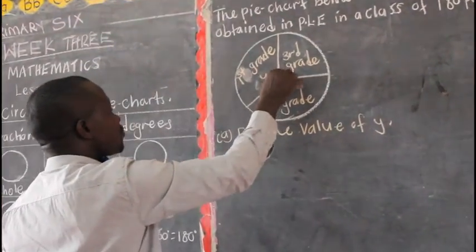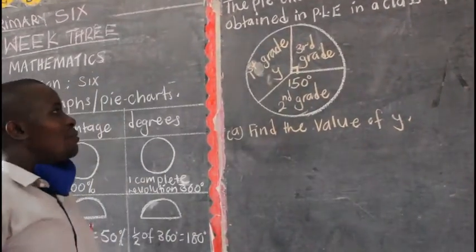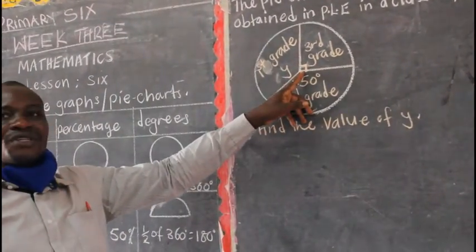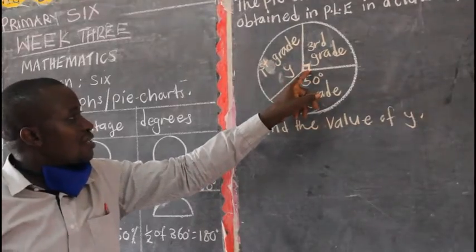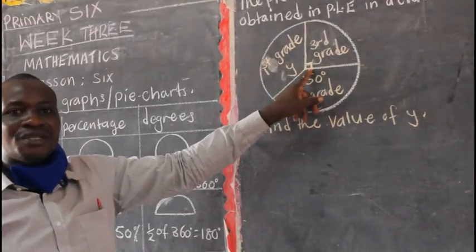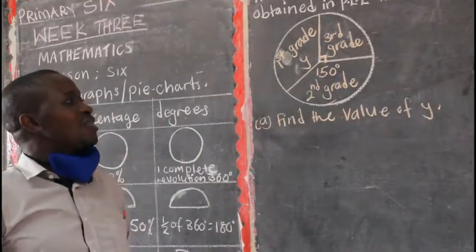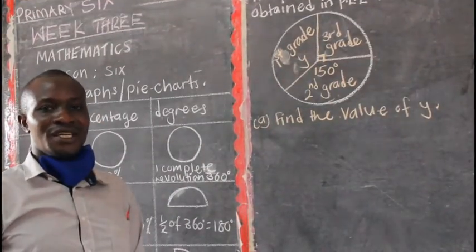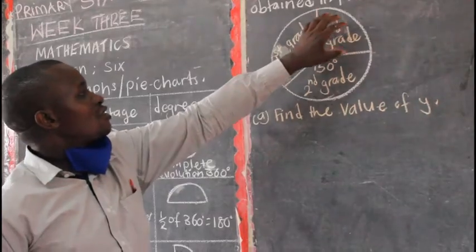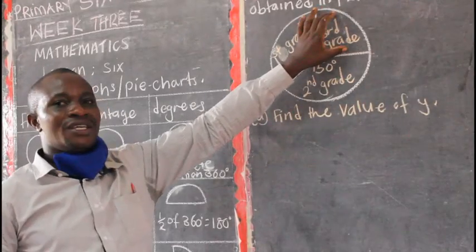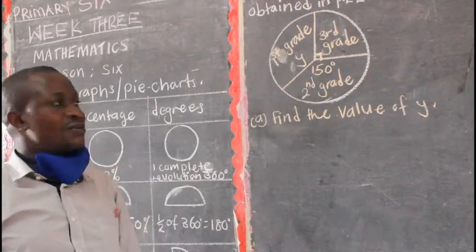I don't know if they have not written the degrees there, but we know that when you are looking at right angles, this symbol here is a symbol for 90 degrees. Once you find this symbol of a right angle, it is a symbol for 90 degrees. So the degrees represented by the third grade is 90 degrees.